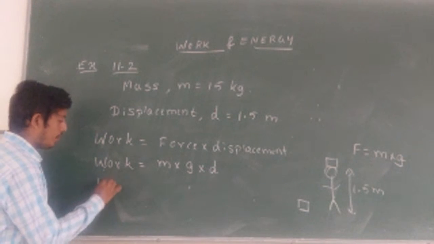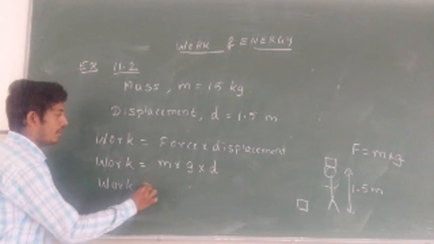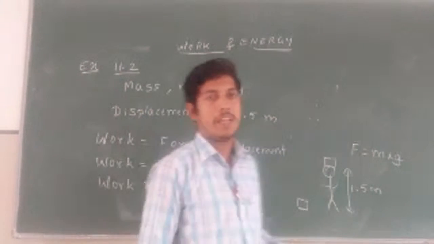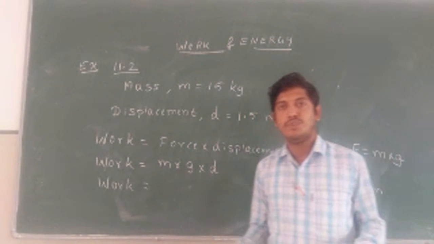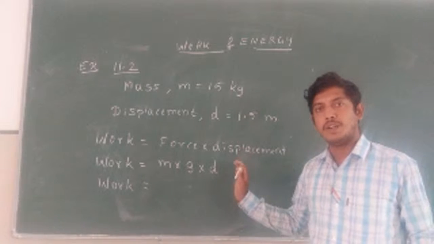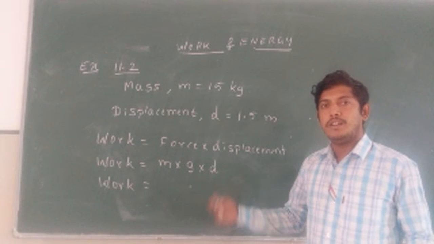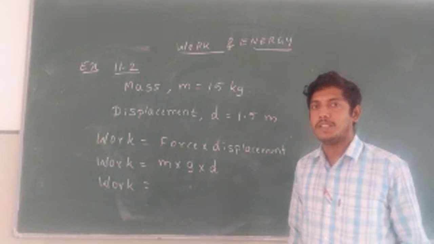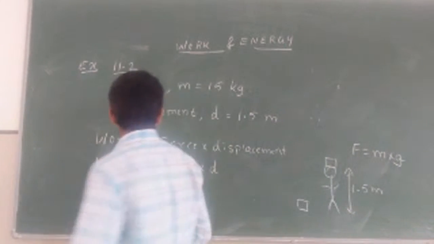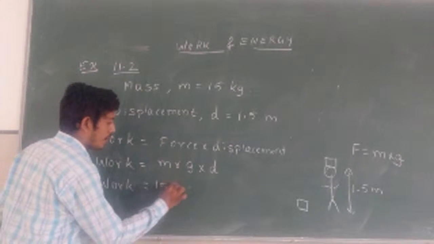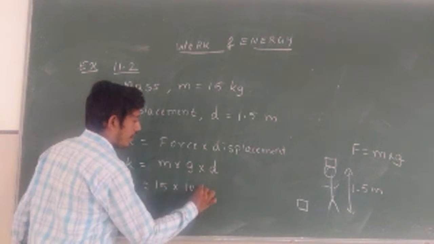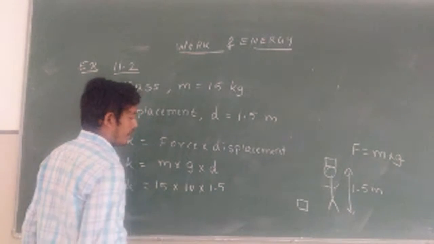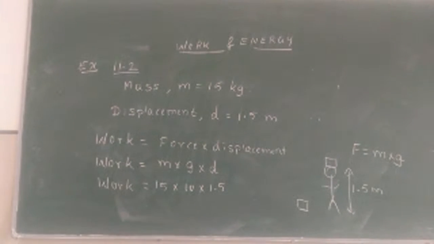Just substitute the values and come to the answer. For the time being, in this problem, for simple calculation they consider the value of g as 10. So you use 10 only, but you should use the accurate value, that is 9.8 meter per second square. Substitute the mass, which is 15 kg, gravity, and distance, which is 1.5. Just make the answer fast.